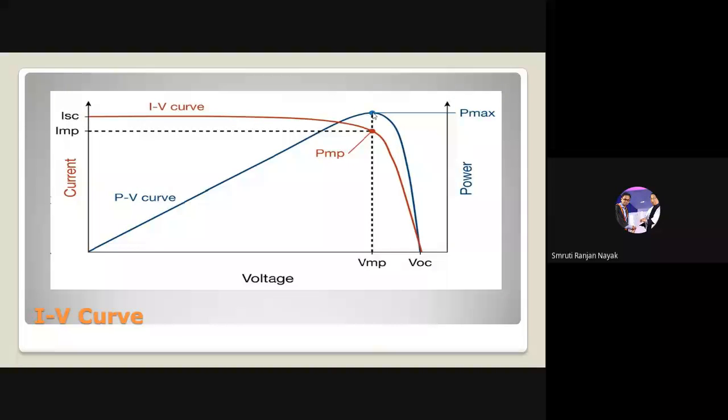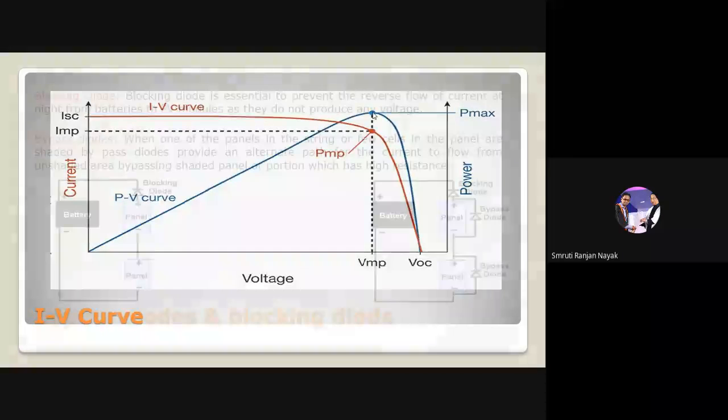When you measure voltage and current, you will get the maximum voltage and maximum current at a point, and you will calculate the P max, that is maximum power, which is optimum, and which is known as maximum power point tracking. So this is nothing but the IV curve.